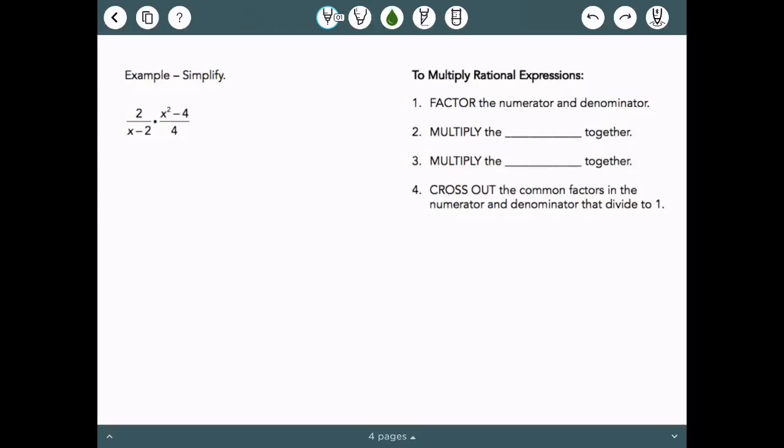Hi everyone, welcome to Module 56. So today we're going to be talking about multiplying and dividing rational expressions.